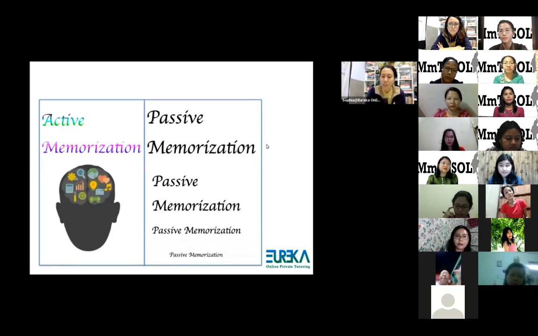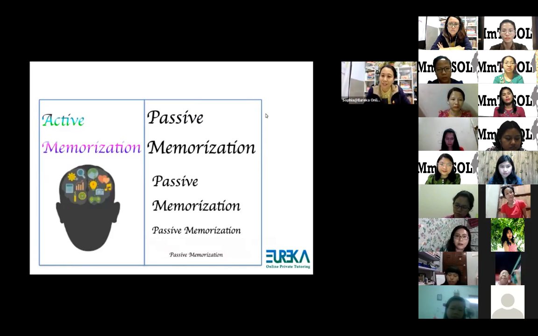So there are two types of memorization methods in general. One is called active memorization, another one is passive memorization. So when you look at this picture, what do you see? In the active memorization column, you can see a head, and there are certain things inside the head. It's like your brain is working with you to remember the things that you are learning.